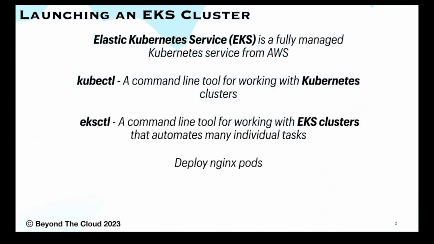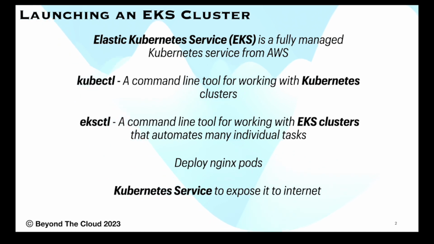And then we will deploy Nginx pods. I already told that we will deploy some Nginx pods, and Nginx will be running on the pods, and we will try to access the pods. So how can we access that? We will use a Kubernetes service or load balancer in AWS to access the Nginx from the internet. So this is what we will do.